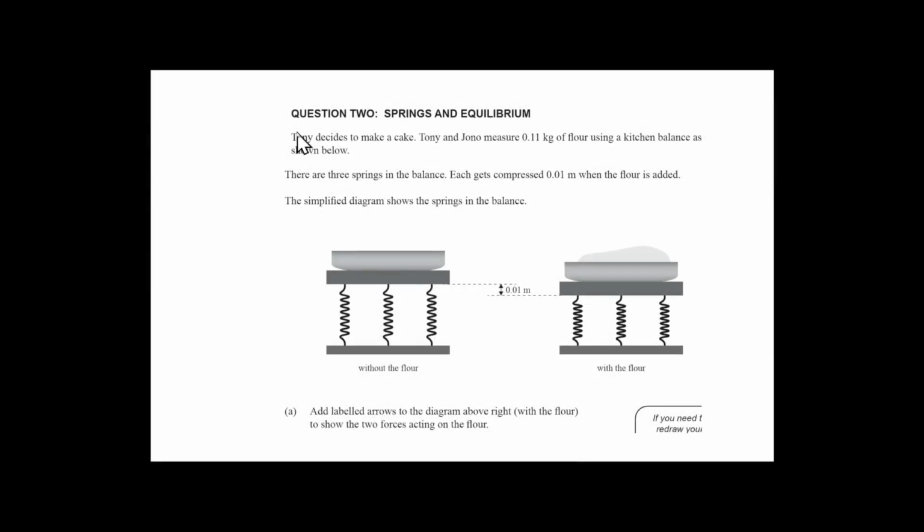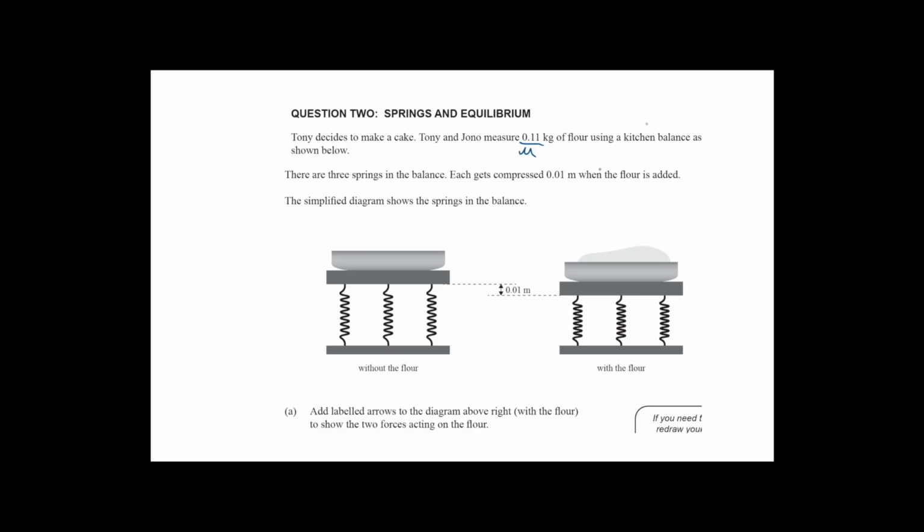Okay, now question 2. Tony decides to make a cake. So he's had enough of the dogs, so hopefully he washed his hands. Tony and Jono measure 0.11 kg of flour. Okay, so that's going to be our mass by the looks of it. Of flour using a kitchen balance as shown below. And they don't actually show it, it's copyrighted or something.